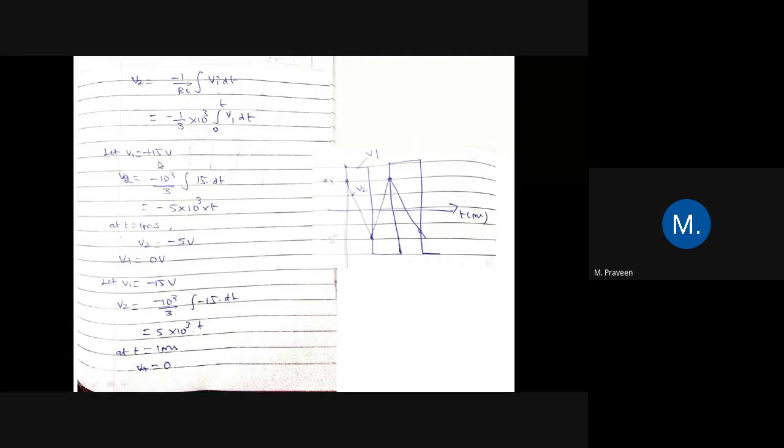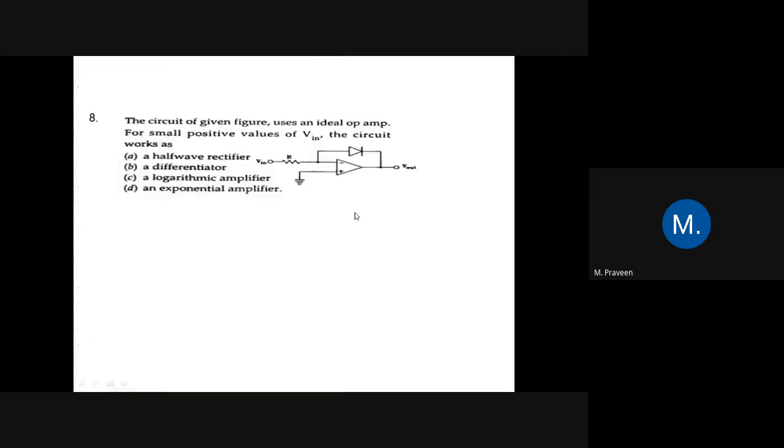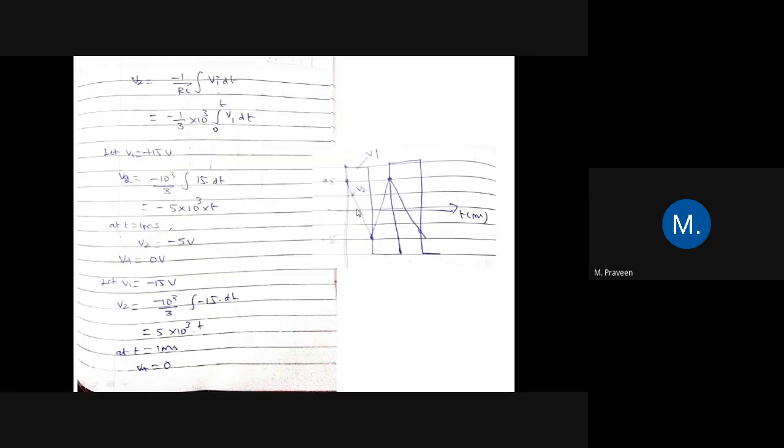Actually, for plus 15 volt you have the value of V2 as minus 4. So here you have to draw from here. Okay, so for V1 equal to plus 15 volt, we'll be having the V2 value as minus 4. So actually I have wrongly drawn the diagram. It will start from here.